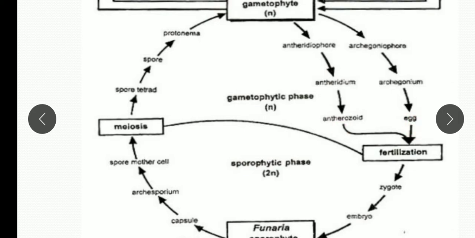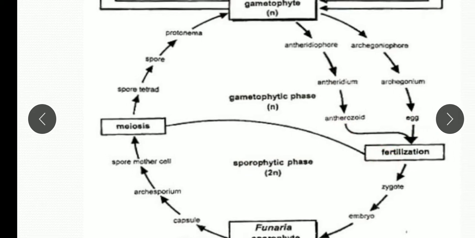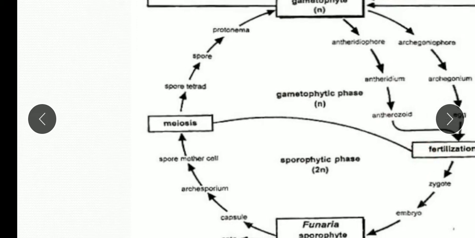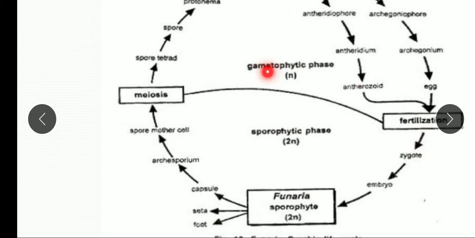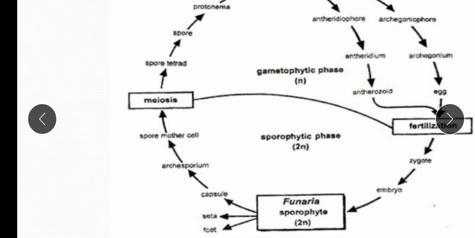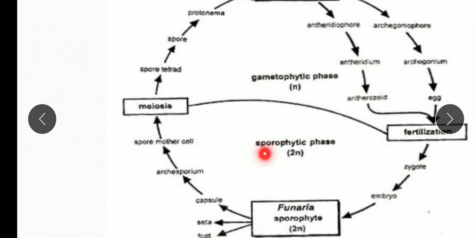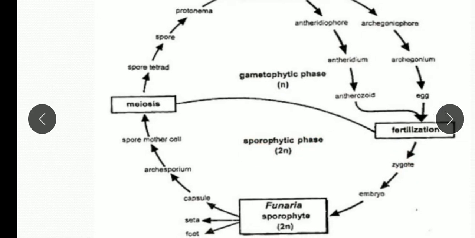Antherozoid and egg fuse, and fertilization occurs. You know water is required for fertilization, and as I said, the antherozoids are biflagellated gametes. So they travel towards the archegonium, enter into the archegonium and fuse with the egg. This is the fertilization process. Now as fertilization takes place and the zygote forms, the gametophytic phase is over. The stage which starts is the sporophytic phase.